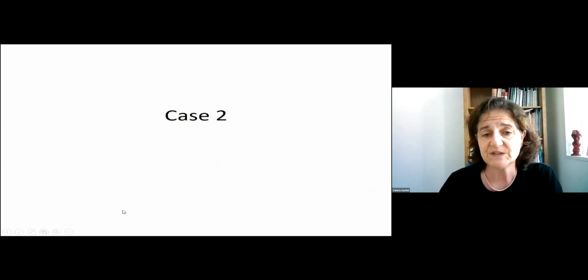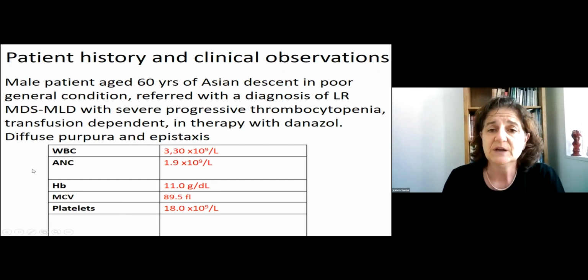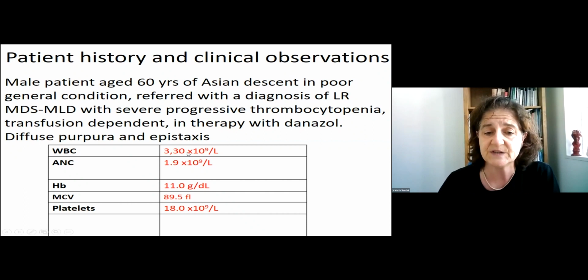The second case is different. This is a male patient, age 60 years, Asian descent. He comes to us as a second opinion in very poor general condition, referred with a diagnosis of lower risk MDS with multilineage dysplasia, with severe progressive thrombocytopenia. He receives transfusions, and when he comes, he is transfusion dependent, receiving danazol, but he has diffuse purpura and epistaxis, and these are his counts.